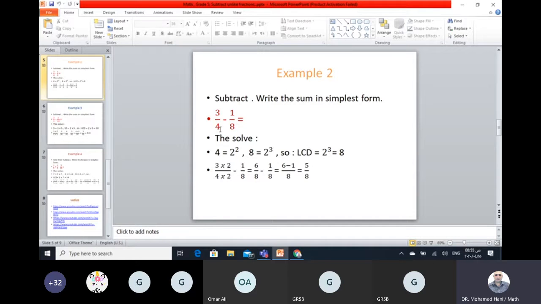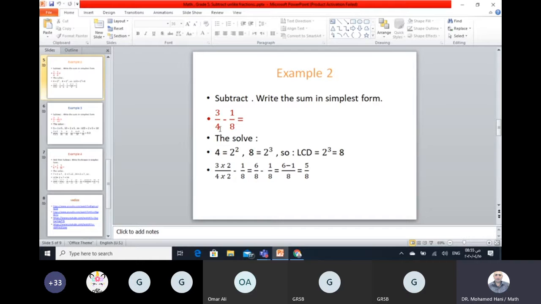Now, take the first denominator, 4, and write the prime factors. 4 equals 2 times 2, which means 2 exponent 2. And take 8. 8 equals 2 times 2 times 2, which means we have 2 exponent 3. So for the LCD, the common factor here will be 2, but take it in the highest power. So take 2 exponent 3, which means 2 times 2 times 2 will be 8. So the LCD now equals 8.